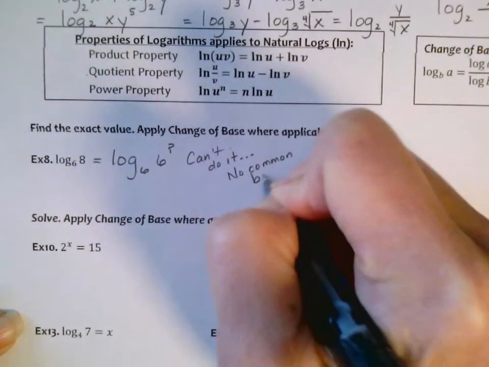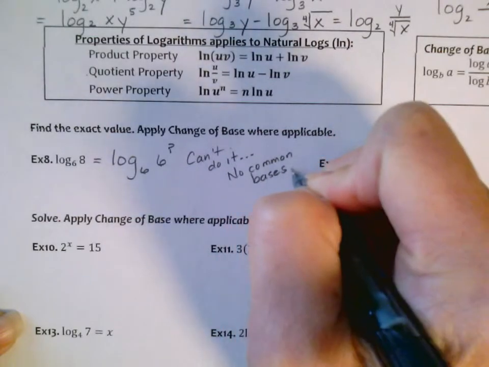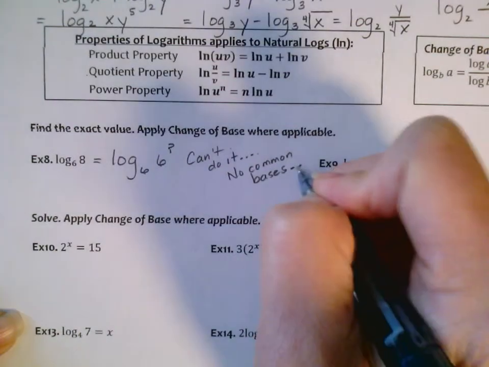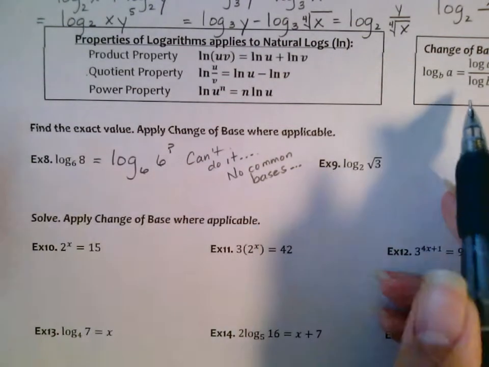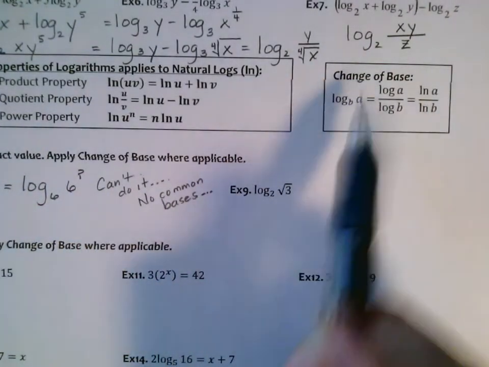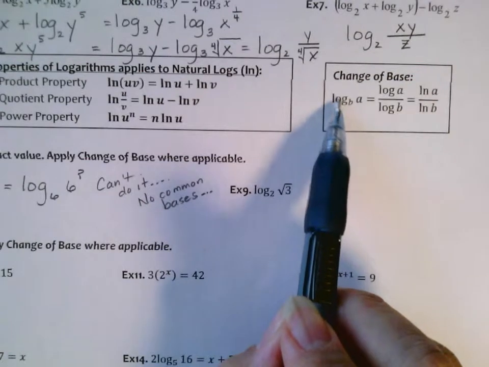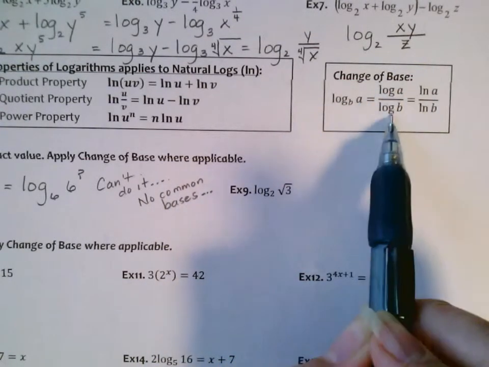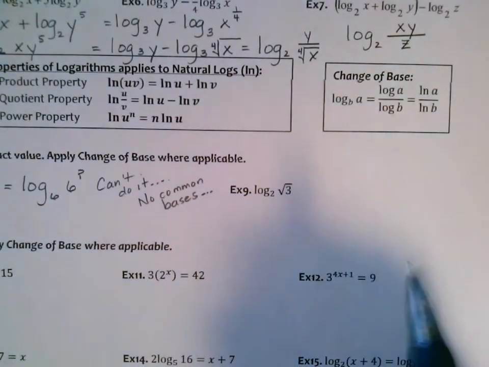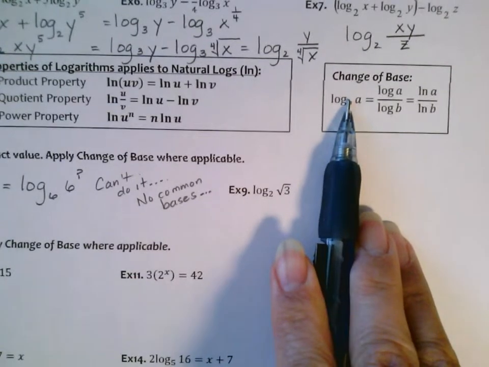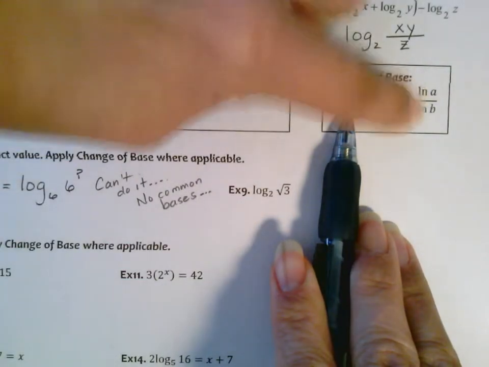So we need to find another method, and that's where the change of base comes into play. If this is failing, what you're going to do is rewrite log base b of a as a division problem. You literally ignore the b, whatever that base b was, and rewrite it in this form or in this form. I don't care which form you choose.